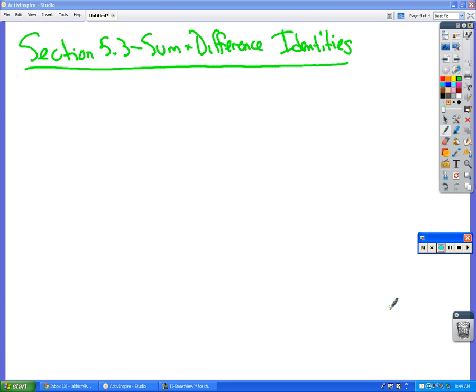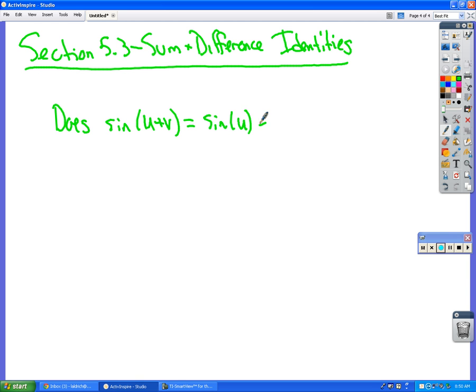Okay, so we're going to learn some new identities today. These are a little bit different than what we learned before, because the ones we learned before were all related, like cosines and tangents and things like that. This has to do with the sine of two different angles. What we are supposed to figure out is, does the sine of u plus v equal the sine of u plus the sine of v?